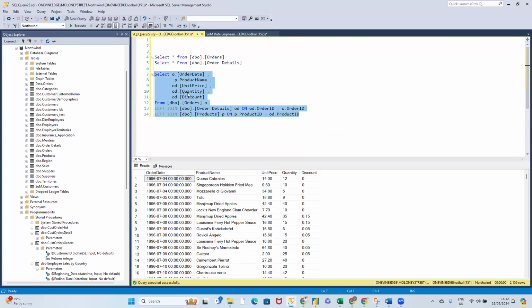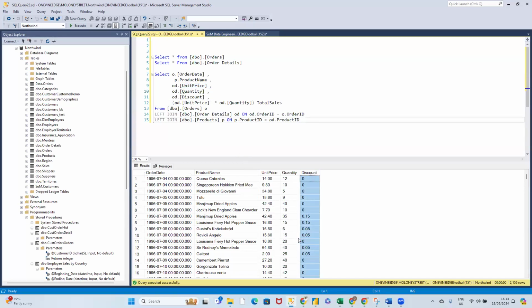Now I want to know what my total sales is. So for me to find my total sales, I want to do my unit price multiplied by the quantity, which will give me the total sales. Let me put those in brackets for readability. And then I'll call it total sales.